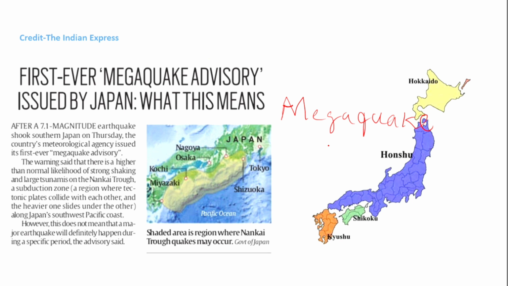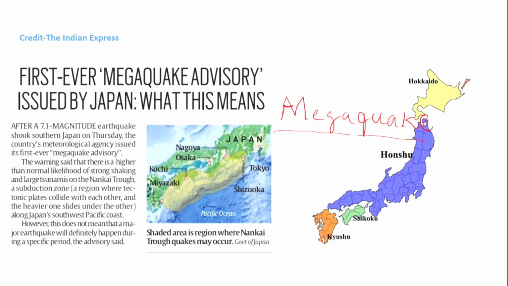Mega means huge, right? And quake means shaking or trembling. So a Megaquake is nothing but an earthquake with a magnitude larger than 8. If an earthquake crosses a magnitude of 8 on the Richter scale, then we call it a Megaquake. Japan issued a warning advisory because there is a possibility of a Megaquake. So what is the cause and where will it happen?